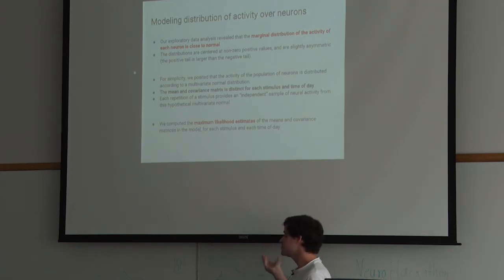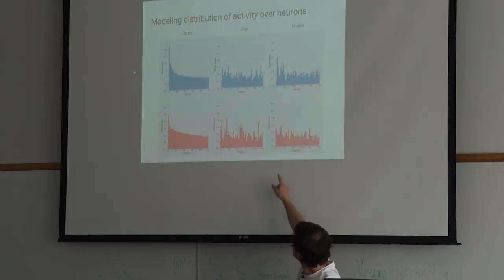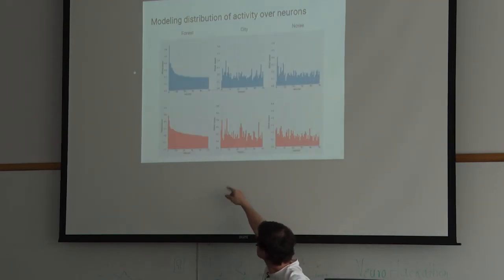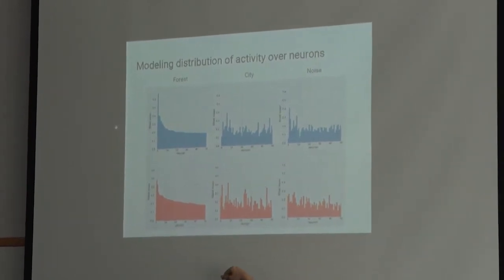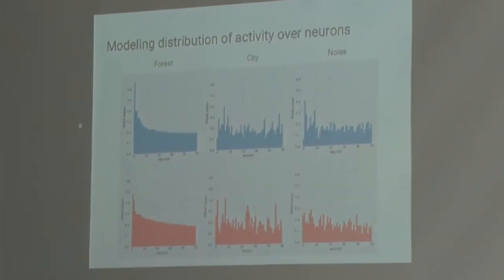What we did was we assumed it's Gaussian, and we fit a different Gaussian model for each stimulus and time. And we obtained maximum likelihood estimates for the means and variances. Here we plot the means for the different stimuli. These are ordered based on the forest stimuli from high to low. We see that the distribution seems to be heavy tailed.